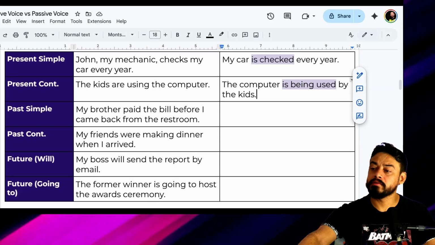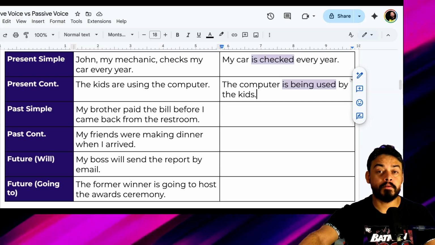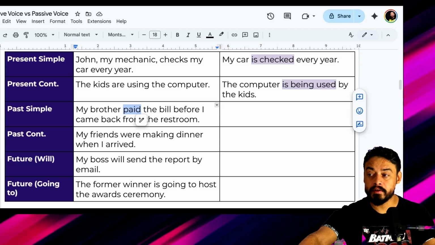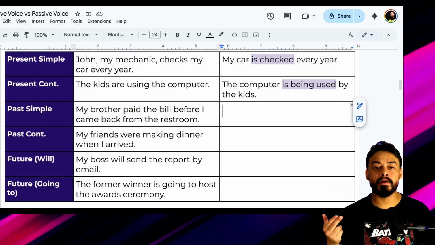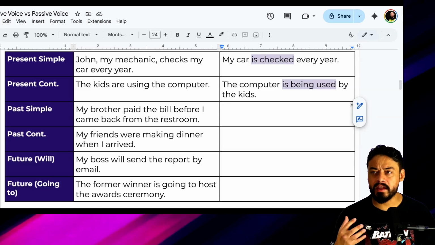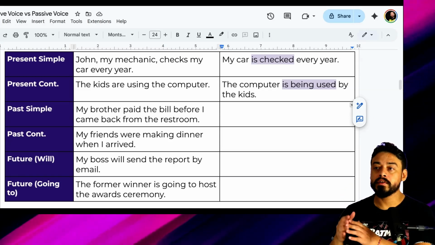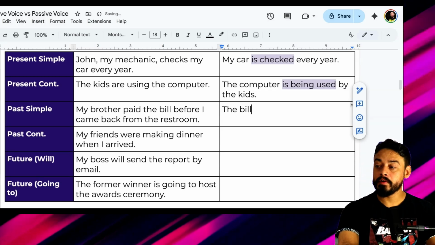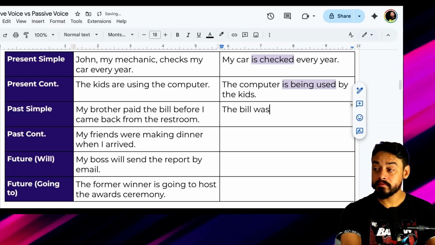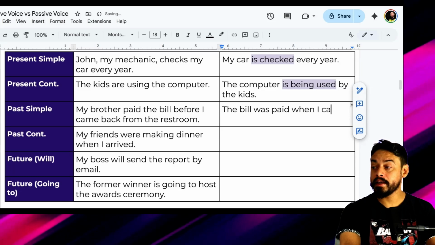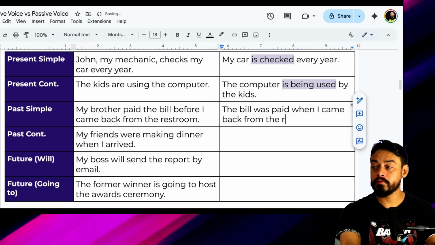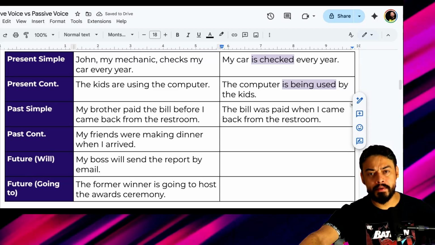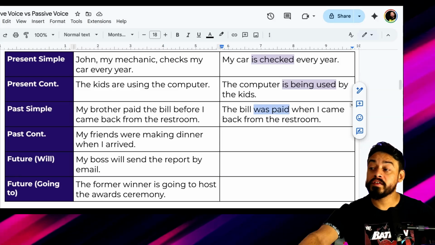Then we have the past simple. Look, my brother paid the bill before I came back from the restroom. You see, simple past. My brother paid the bill. What is the object here? What is the thing? The bill, right? So, let's focus our attention to the thing. Let's talk about the bill. So, the bill was paid when I came back from the restroom. You see? So, my brother paid the bill becomes the bill was paid.